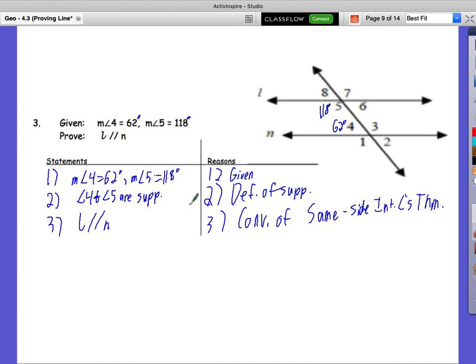Isn't giving the angle measures technically saying that they're supplementary? Isn't telling the angle measures and showing that they're supplementary the same thing? Technically not. They're 2 different steps. A lot of times mentally we combine those 2 steps because we read this and say, oh, that means this. But we're actually taking a step.